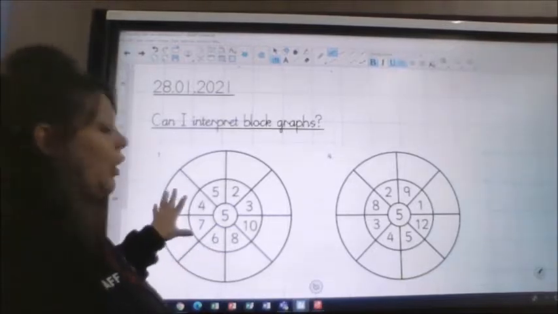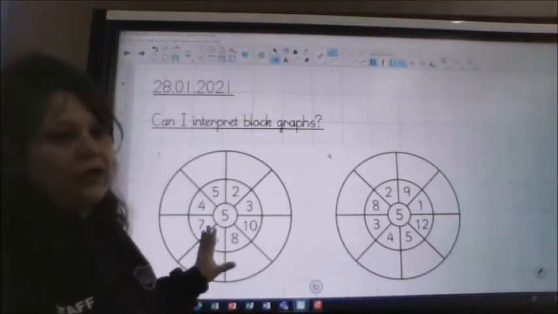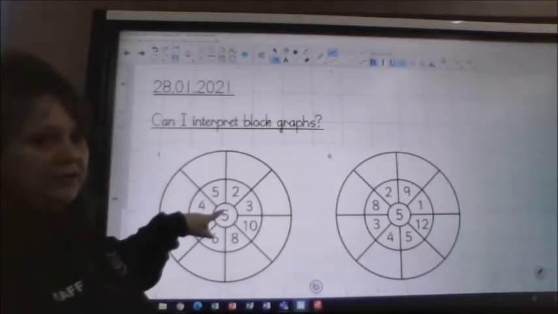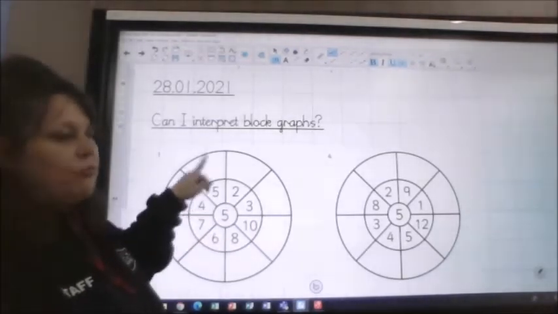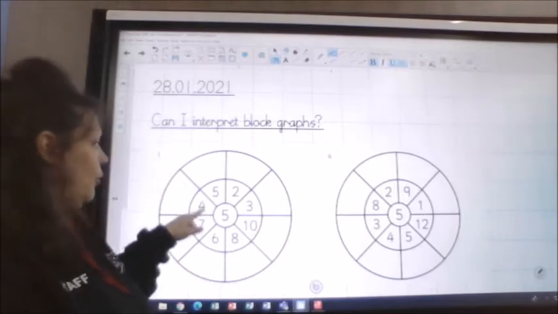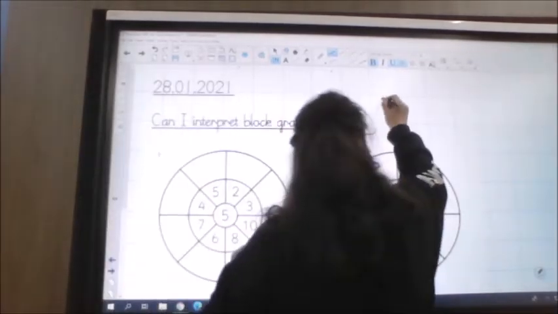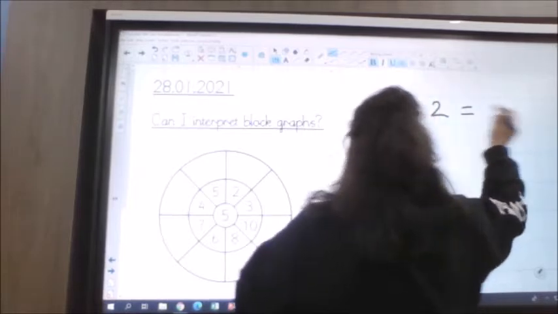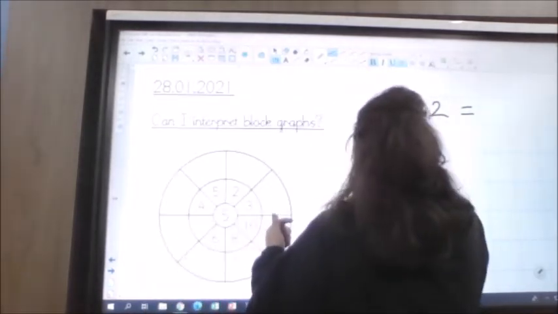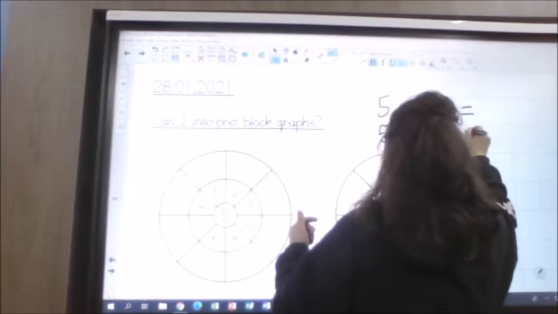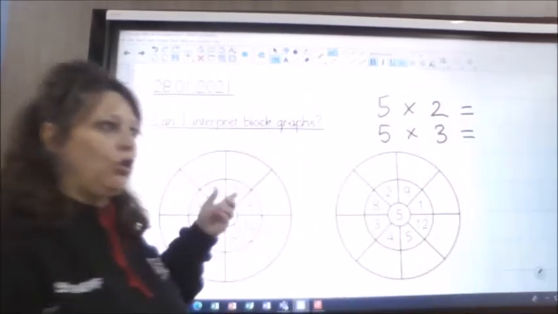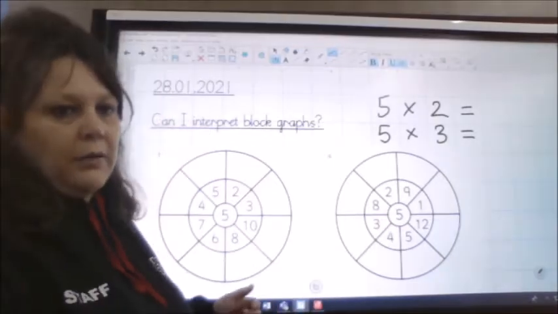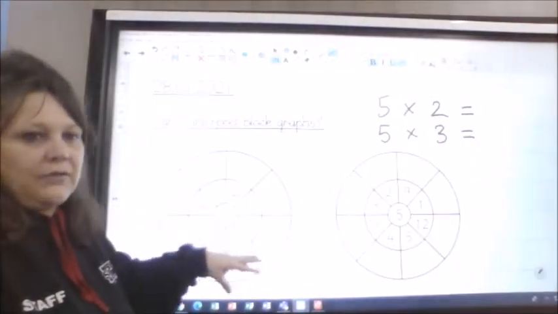What you're going to do is, you don't need to draw the diagram. All you need to do is, we know we're multiplying by 5, so we're going to go round the circle, write it in our purple book. We're going to put 5 times 2 equals, and we put the answer, then underneath 5 times 3, and we'll keep working all the way around one circle, and then we'll go on to the other multiplication wheel. Okay, so that's your starter activity.